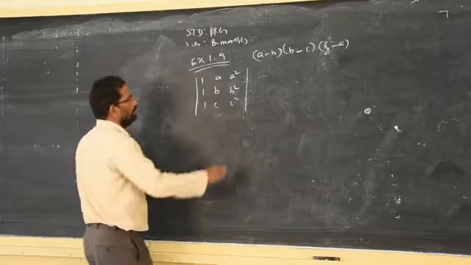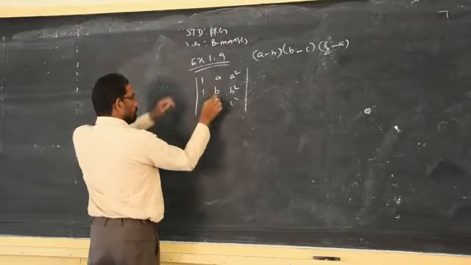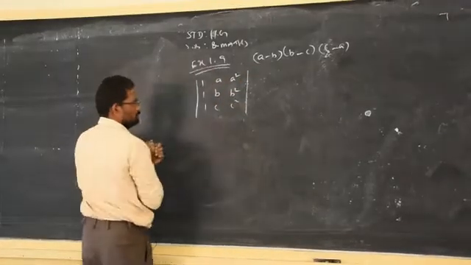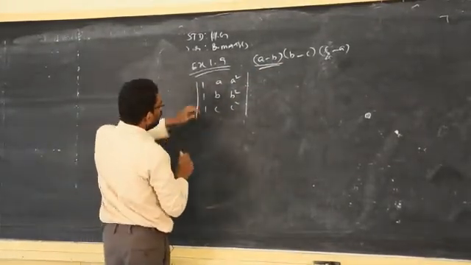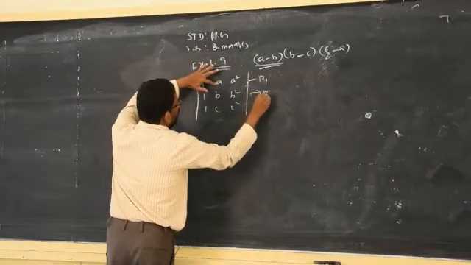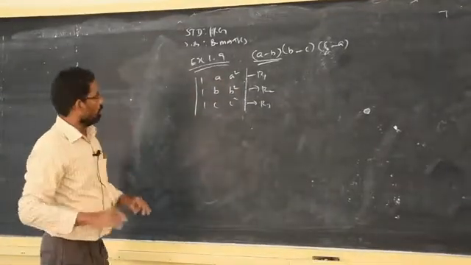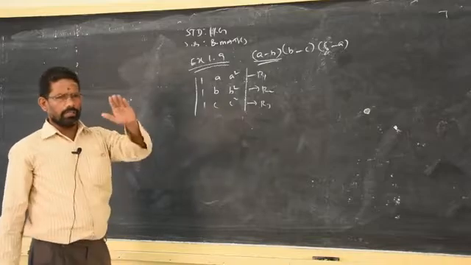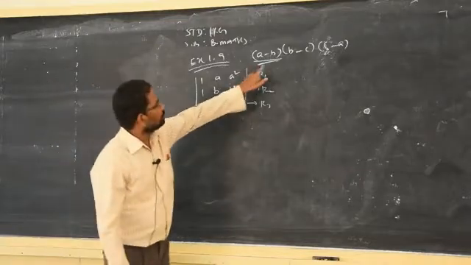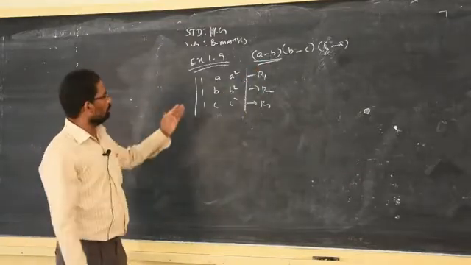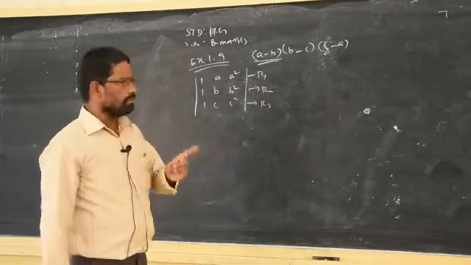Now I need a minus b on the right side. When I subtract a and b, I will get a minus b. Clear? So to get that, I have to subtract row 1 and row 2. Keep the first row as it is. Don't disturb it. You always keep any one row out of these 3 rows, or any one column out of these 3 columns, as it is, provided you are supposed to get a minus b.